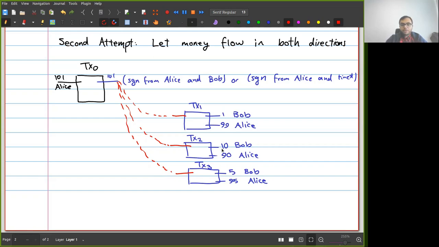Now, how can we make sure that this cannot happen? How can I make sure that Bob cannot publish one of the old transactions? So the entire idea here is that I want to make sure that if Bob published any transaction other than the last transaction, he will actually be punished, or he will lose a lot of money. Okay. So here's the idea.